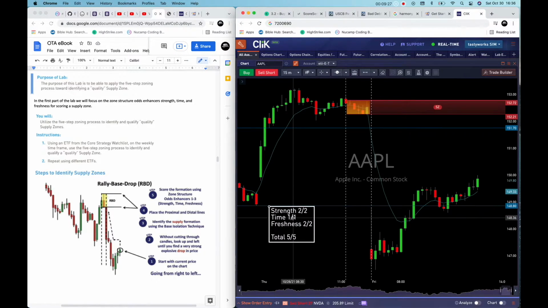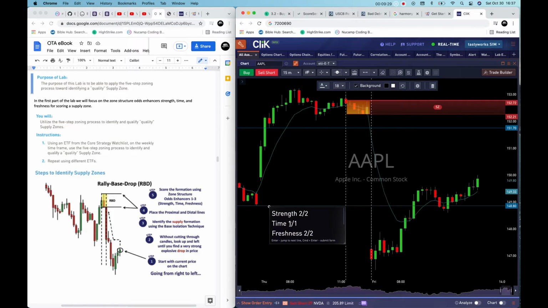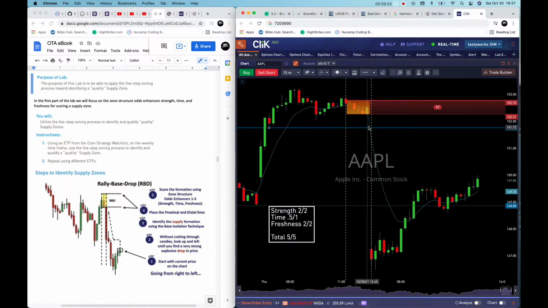For time, I put in 1 point. This is actually incorrect. It's half a point, so my apologies for that. We see that we have 1, 2, 3, 4, 5 candles between our 2 vertical lines, which gives time half a point. 1 to 3 basing candles is 1 point. 4 to 6 basing candles is half a point, and anything more than 6 basing candles is 0 points.